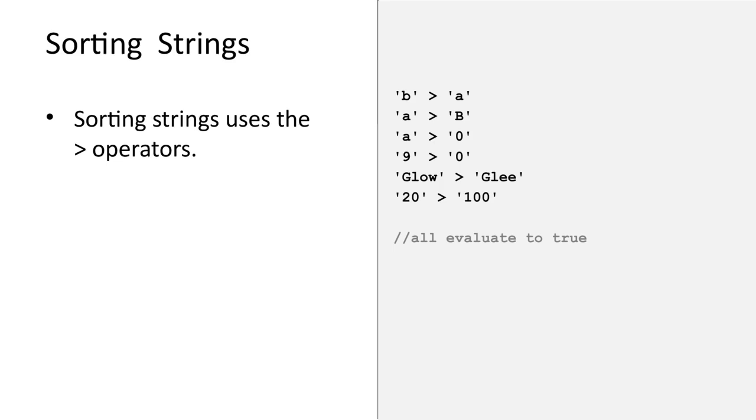Strings are sorted based on the individual characters in the string. Characters at the end of the alphanumeric sequence are greater than characters at the beginning of the sequence. Alphabetic characters are always greater than numeric characters, and lowercase characters are always greater than uppercase characters. This last one is a bit counterintuitive.